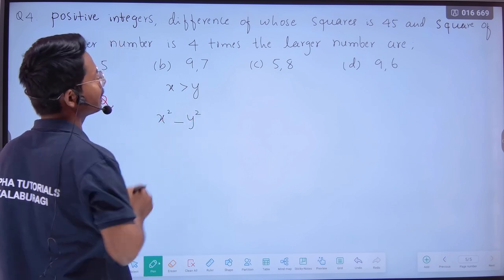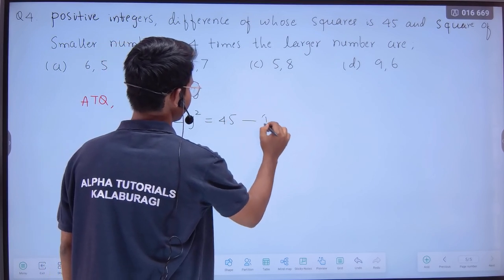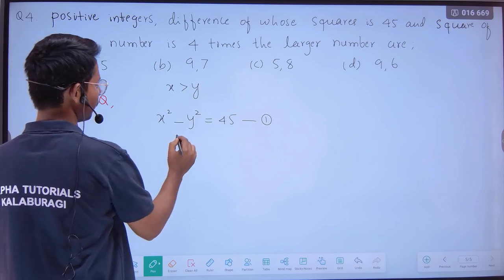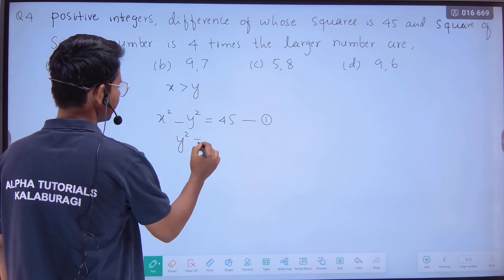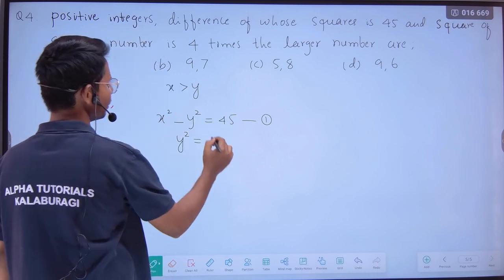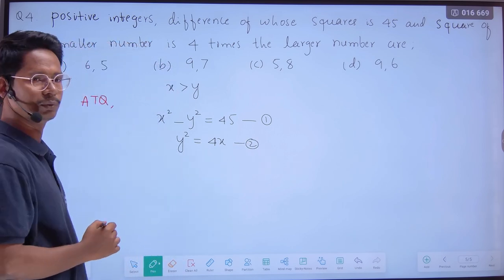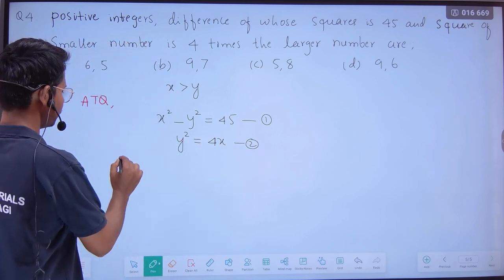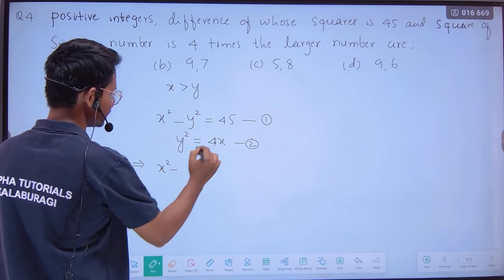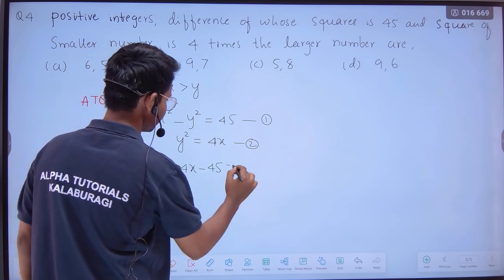Difference of whose squares is 45. And square of the smaller number, which is y, is 4 times the larger number, which is x. So done. Now what we do, we substitute 2 in 1. So 1 implies x square minus y square is nothing but 4x. I'll take 45 to the left side: minus 45 equal to 0.